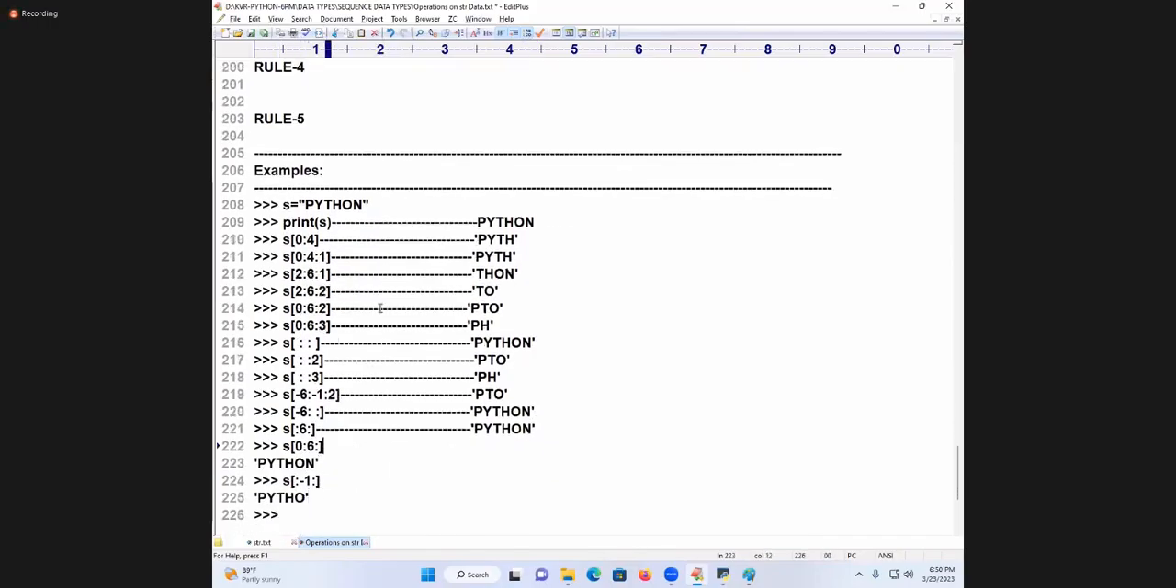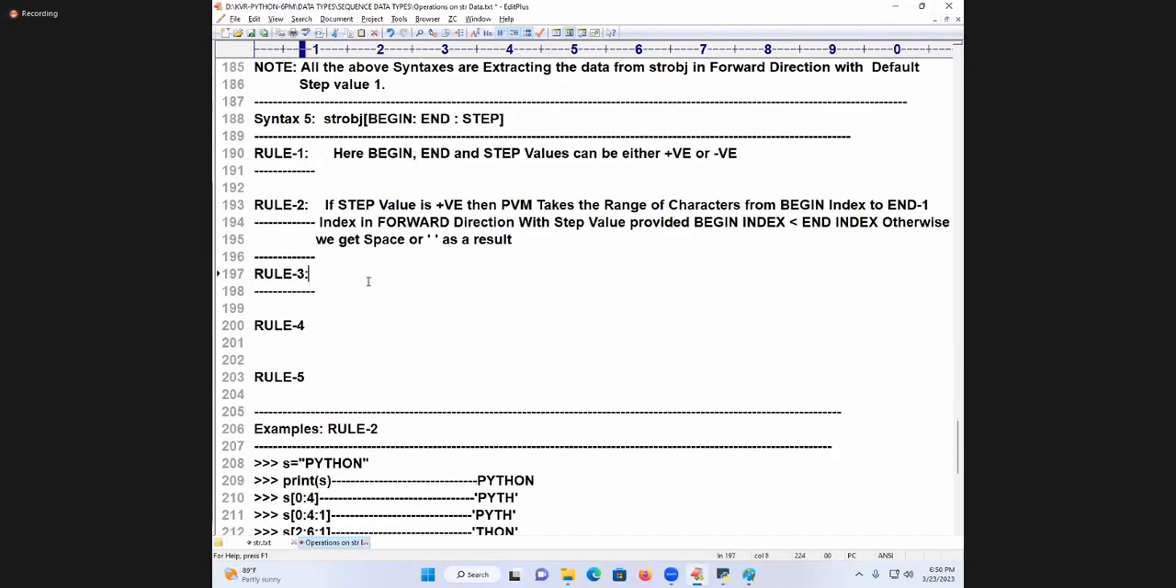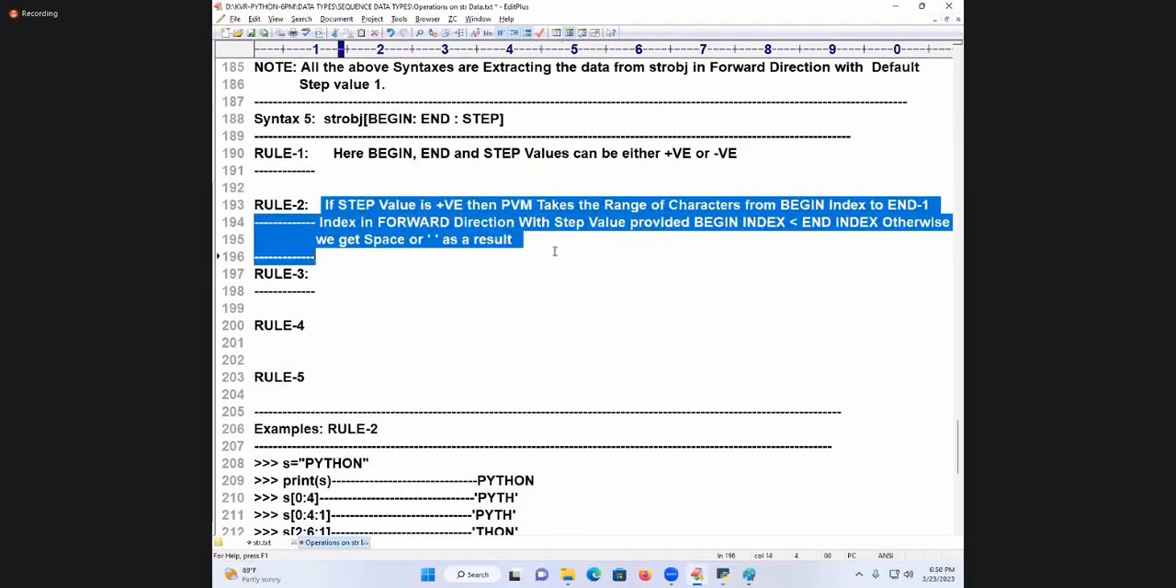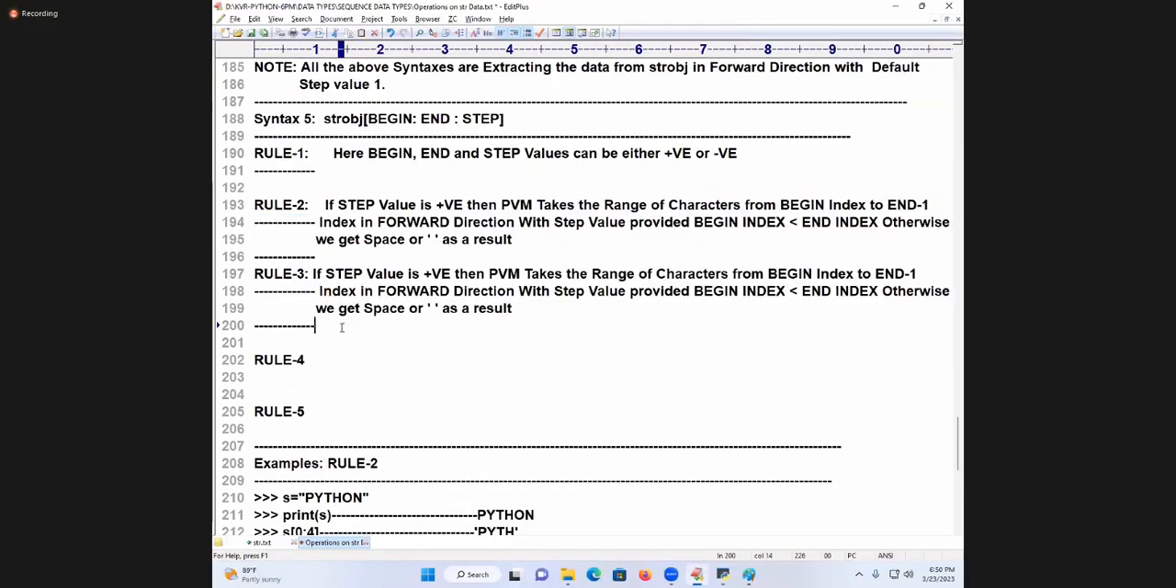So, let us come back to the point. This is about rule number 2 related example. Rule 2, right or not? Rule 1 is anyhow general, right or not? Now I am coming to something very, very important. I'll carry on as it is, guys. Please follow. If the step value is what?